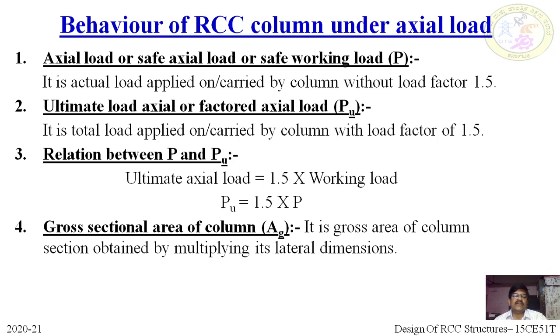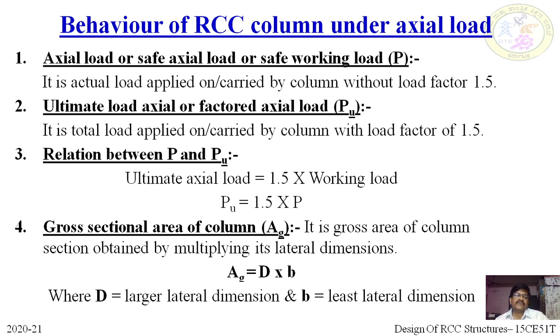Gross sectional area of column, that is AG. It is the gross area of the column section obtained by multiplying its lateral dimensions. So AG equals B into D or D into B, where D is the largest lateral dimension and B is the least lateral dimension.